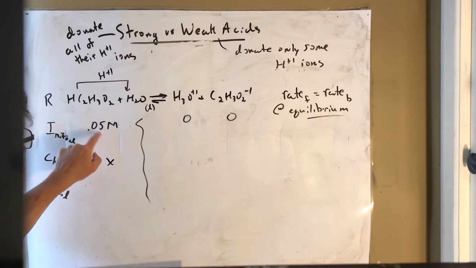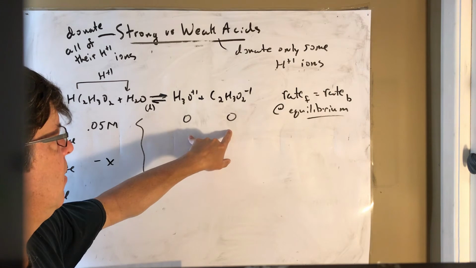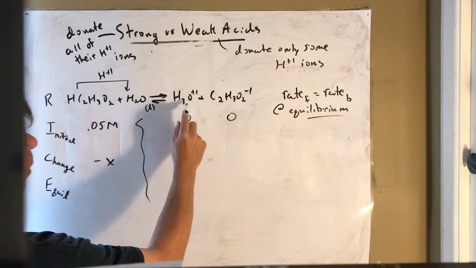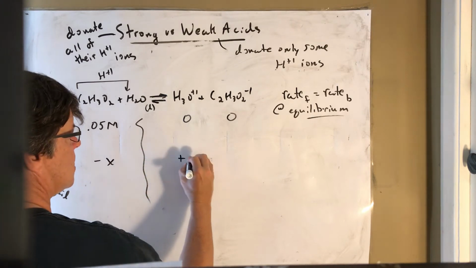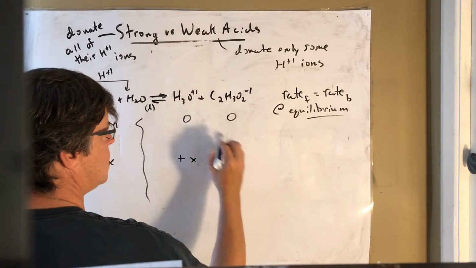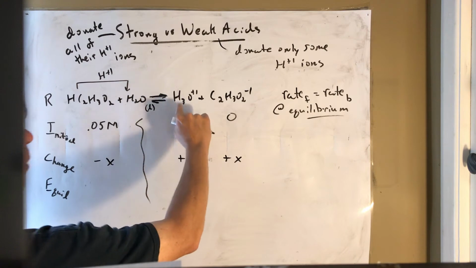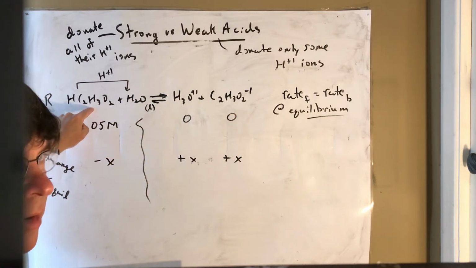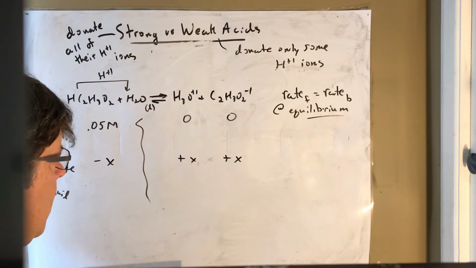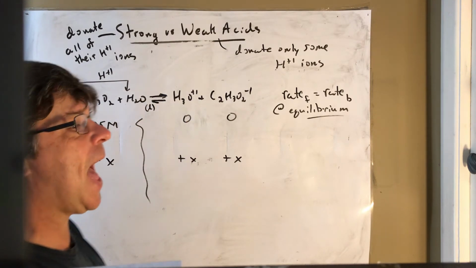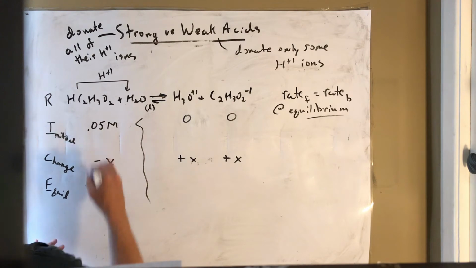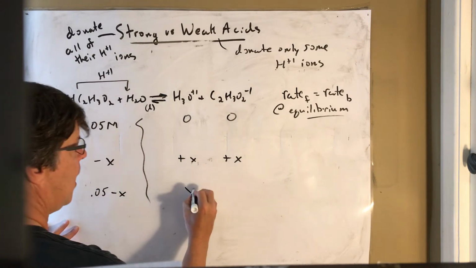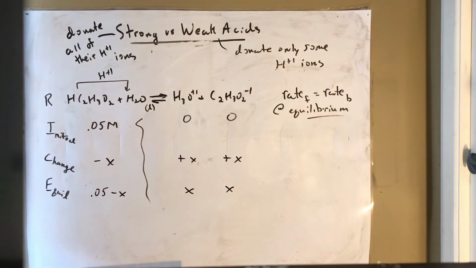Okay, so if this decreases, what's going to happen to each of these? They're going to increase, right? By how much? Well, for every one of these, we'll get one of these, plus X. And this will be plus X too. The coefficients are 1. For every one of these that donates a hydrogen ion, you'll get a hydronium ion, okay? And then at equilibrium, this will be 0.05 minus X. This will be X, and this will be X.